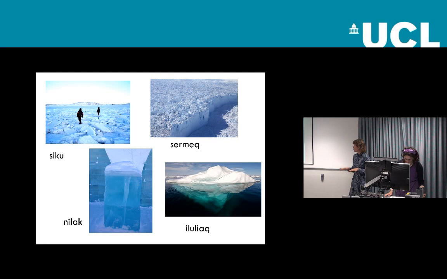Then you have sermek, which is a glacier. So it's steady ice that's there all year round. And on the bottom right is iluliak, which is an iceberg. We definitely saw these around. And nilak is the kind of ice that you get from a freshwater source, frozen ice that you then bring home and melt for drinking or washing yourself with. So freshwater ice that you bring with you to melt. They have tap water now, so you don't have to do that.